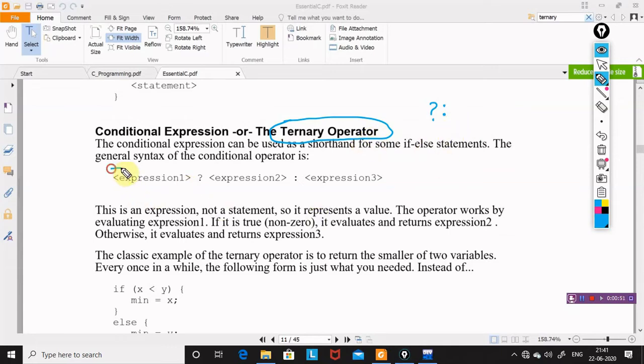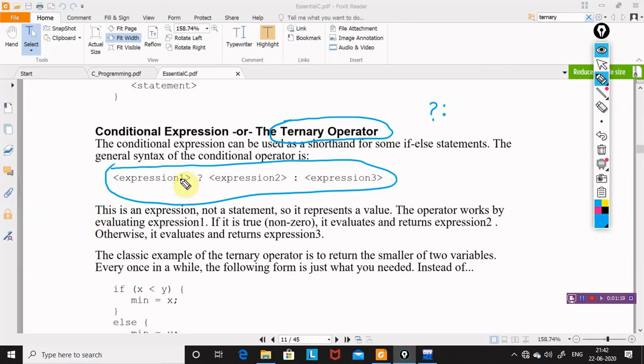Now the form of the ternary operation is this. It constitutes of expression 1 followed by the question mark symbol, followed by expression 2, followed by colon, followed by expression 3. Now the whole operation is again an expression. This results in an expression, and the value of the expression can be assigned to another variable.